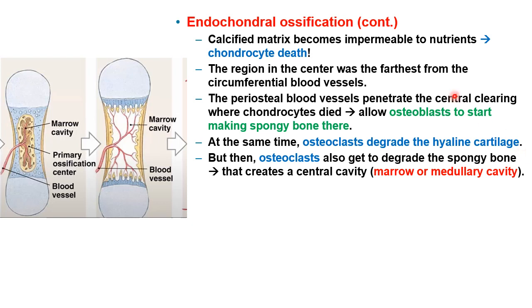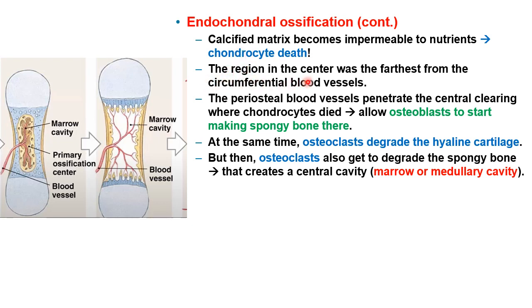So now what's going to happen here? This calcified matrix that is inside that primary ossification site is also going to make it impossible for nutrients to diffuse to the chondrocytes. So the chondrocytes that were already unhappy, now they're just going to die. Okay, I guess they totally get unhappy. That's it, death. Okay, so no more nutrients for them. Everything got calcified around them. They just die.